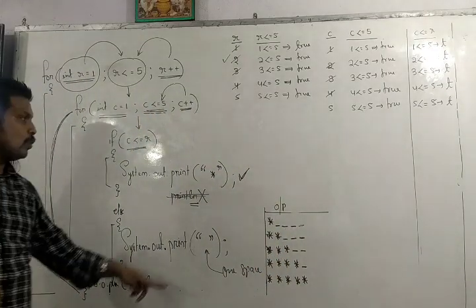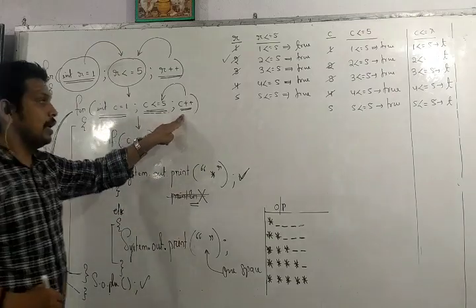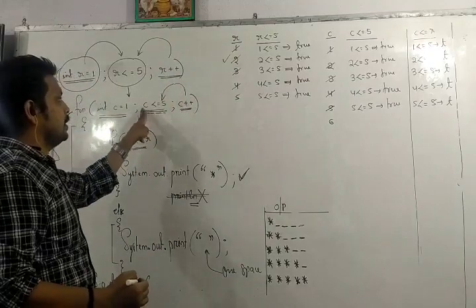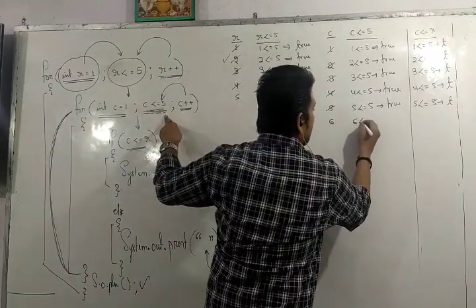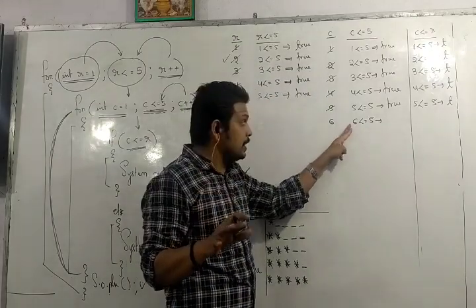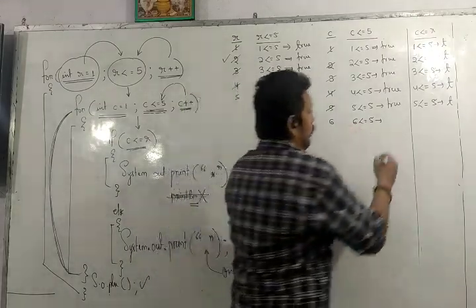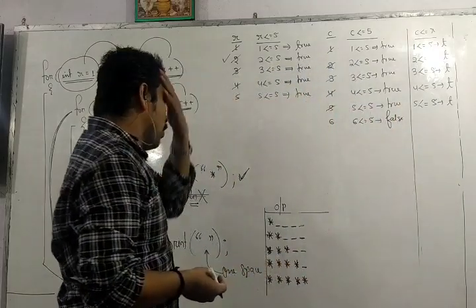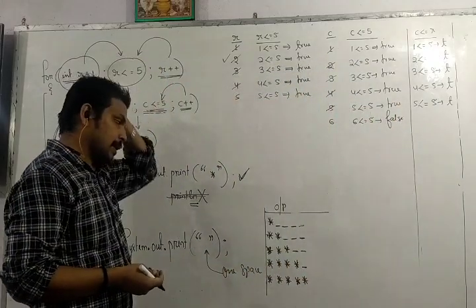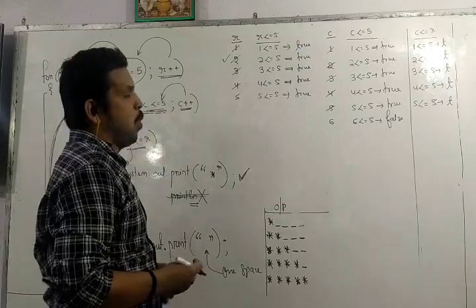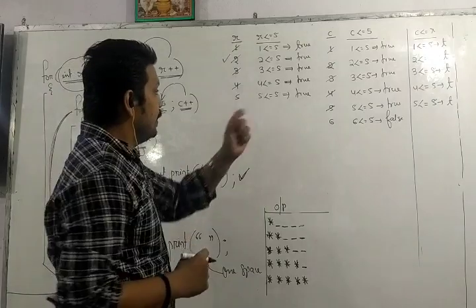Then the control will go to the updation expression of inner for loop, C++. C++ is 6. Then again it will check. C less than equal to 5 means 6 less than equal to 5. 6 is less than 5? No. 6 is equal to 5? No. If it is no, then we will get false. Okay, clear?